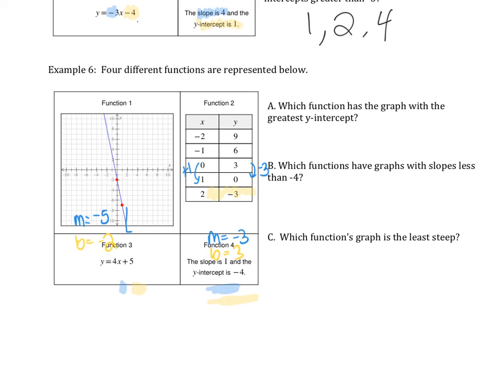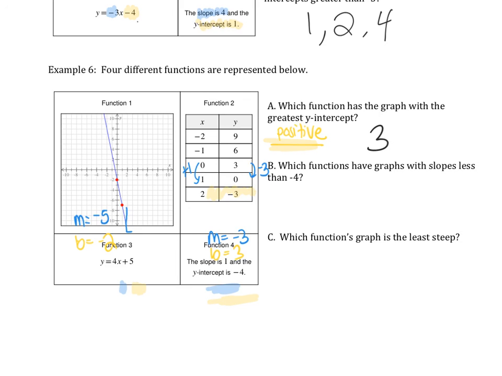Now we can answer our questions. So the first question says, which function has the graph with the greatest y-intercept? You have to be careful when it says greatest y-intercept, because greatest means that it has to be a positive number. It can't be negative. So out of the y-intercepts that they gave you, the one that is greatest would be function 3.